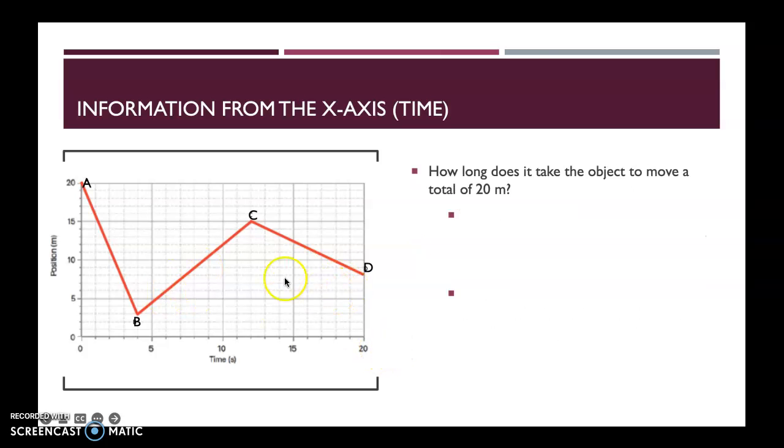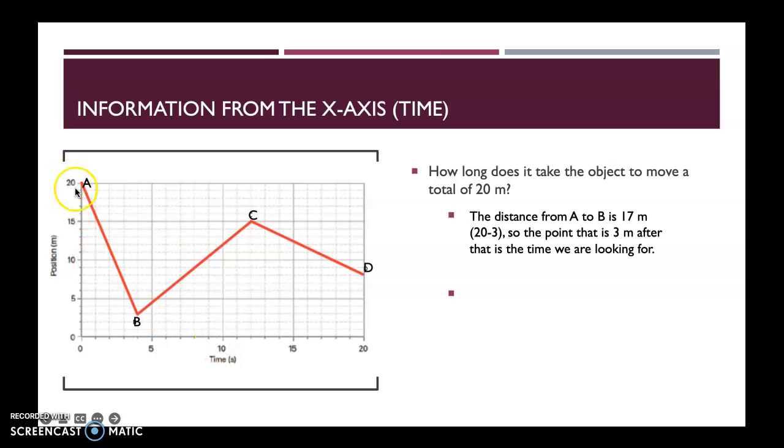Take a second and see if you can calculate this. How long does it take the object to move a total of 20 meters? So the distance from A to B is 17. And then we want to know what 3 meters is after that. So we got 17, 18, 19, 20. And we can look and see that that is at 6 seconds. That is when the object moved a total of 20 meters.